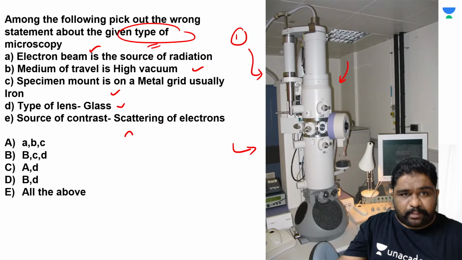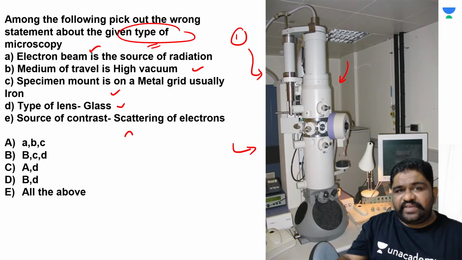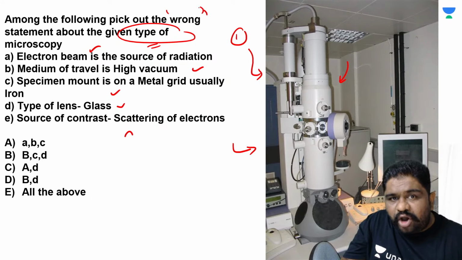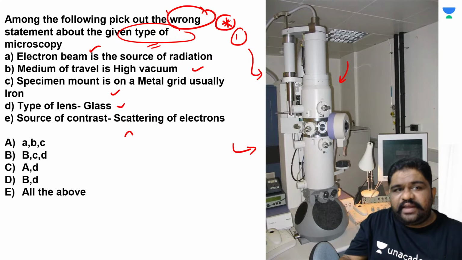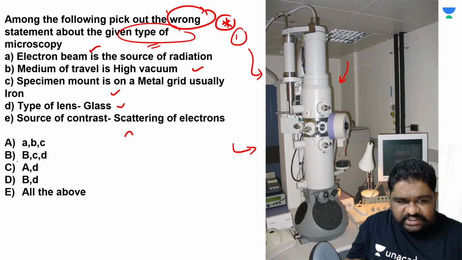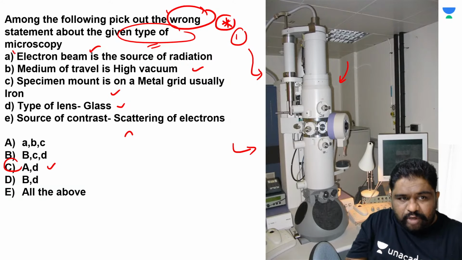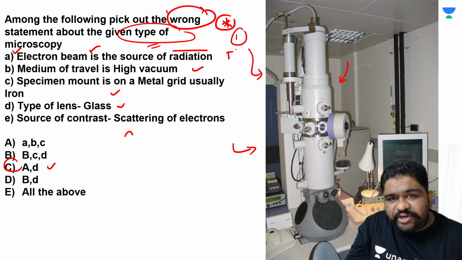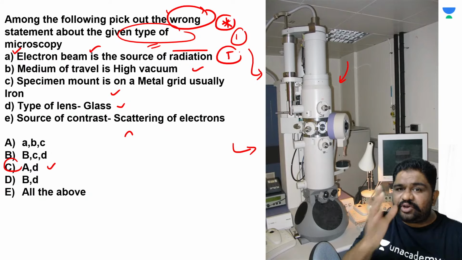Okay, so it is A, D. We are asking you to pick out the wrong statement about the given type. If I am saying the option is C, which is A comma D, electron beam is the source of radiation is absolutely a true statement, right? So this is going to tell you one more thing.